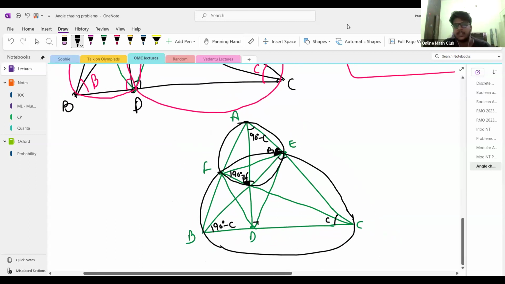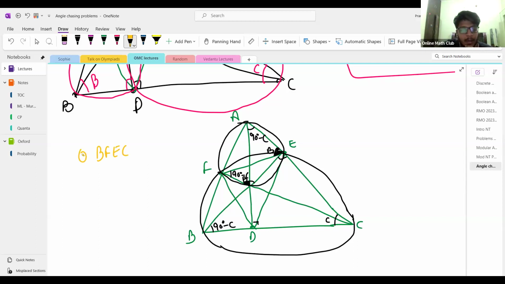Okay. So we have a bunch of cyclic quadrilaterals here. The nice thing about cyclic quadrilaterals in this configuration is you know the center of each cyclic quadrilateral. So let's say BFEC, this cyclic quadrilateral. Its center is the midpoint of BC because angle BFC is 90. So BC is the diameter and the midpoint of the diameter is the center, right?